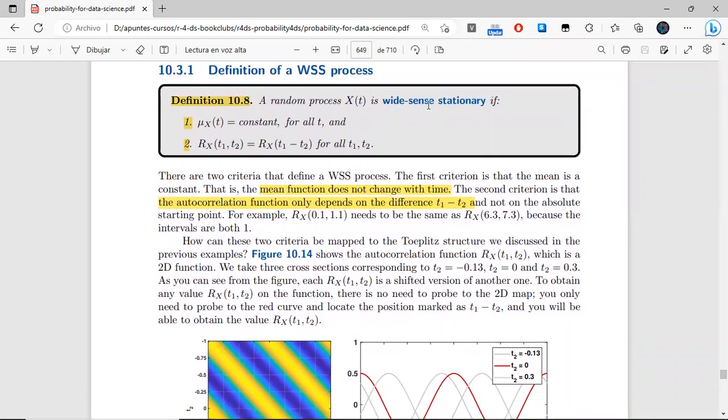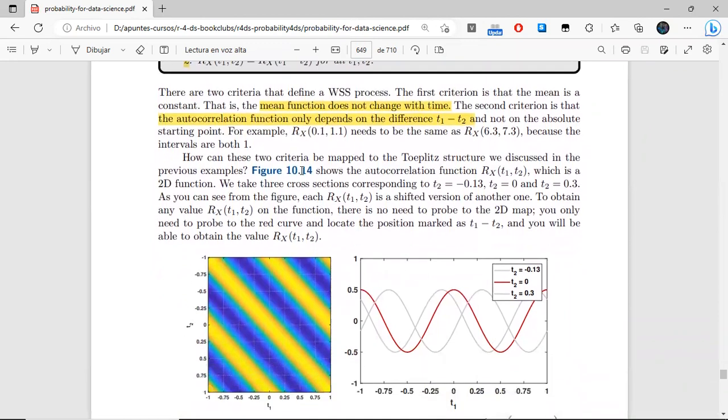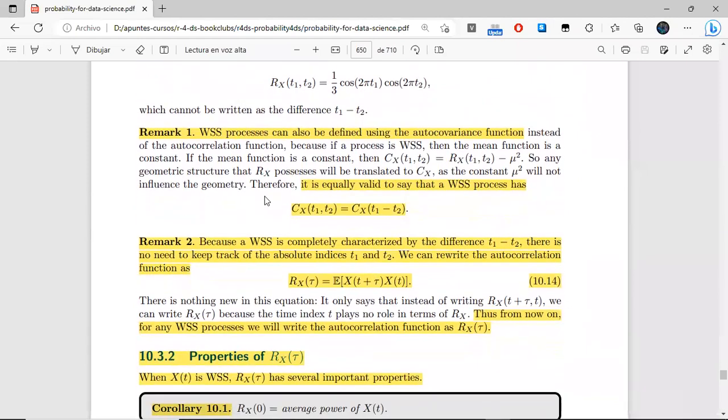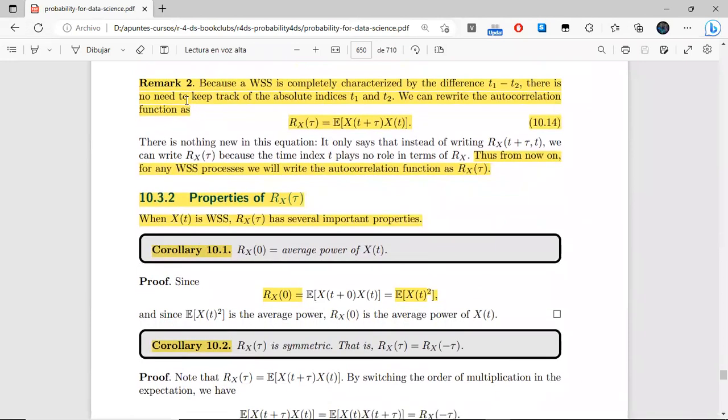So we define the wide sense stationary random process X(t) if its mean function is constant for all t, and the autocorrelation function is time invariant. It only depends on the difference of the times, not on the specific times themselves. Because these WSS processes can be characterized via the interval of time, not the time itself, we can define these functions not via two arguments, but via just one: the temporal interval size. So we can rewrite this autocorrelation function in this form.